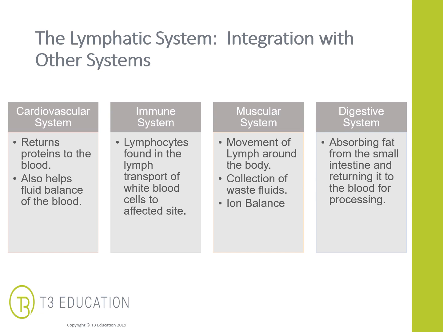With the muscular system, again, the lymph wouldn't go very far without the muscular system. This contraction and relaxation of the muscles creates that pump, that constant movement and flow around the body. As the muscular system creates waste products, and these come into that interstitial fluid, the lymphatic system plays a key part in one, creating a removal system for those, but also in creating that balance from those fluids. Again, having a knock-on impact on the ion balance in the body.